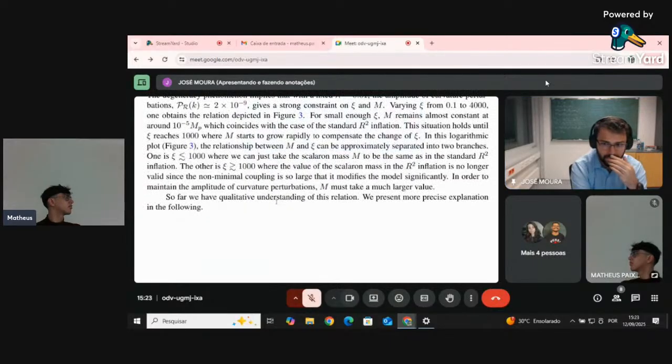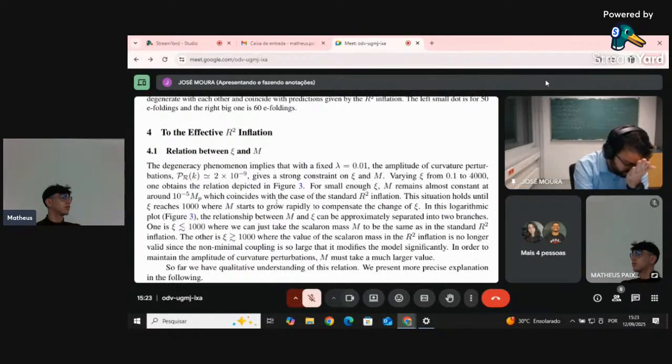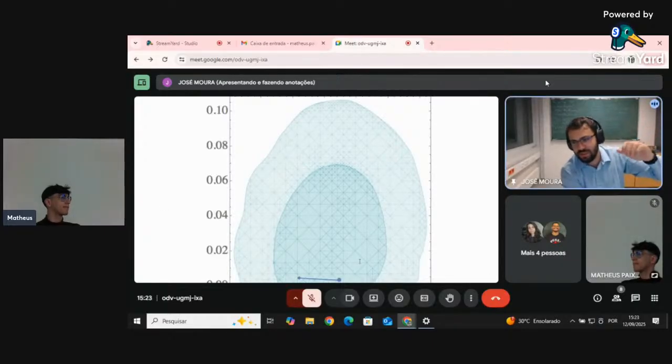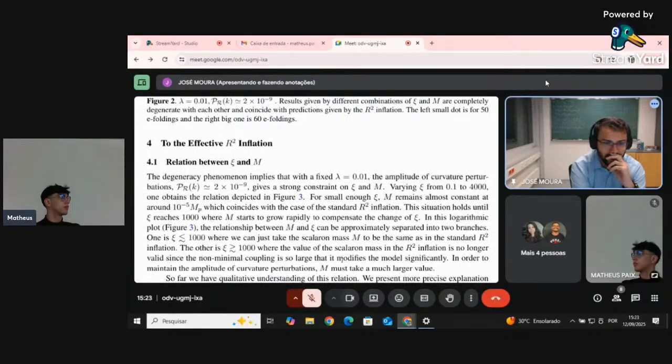Do you know what the axes are? Sorry? Carlos? Do you know what the axes are? No, I have no idea. They don't say it. Great. So it's supposed to be the scalar index and the scalar to tensor ratio, but it's a bit weird.